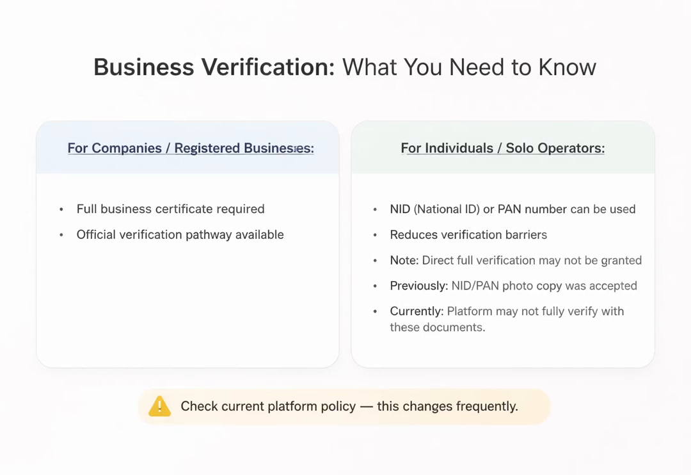A student asked about business verification. Specifically, what happens if you don't have a business certificate? The instructor clarifies that full business verification is really designed for registered companies. For individuals or solo operators, you can use your national ID or PAN number to reduce some of the verification barriers. However, the instructor notes that the platform's policy on this has been changing. Previously, submitting a photocopy of your NID or PAN was enough to get some level of verification. But recently, the platform has become stricter, and it may not grant full verification through those documents alone. The advice is to try, but be aware that the outcome depends on the current platform policy, which updates frequently.